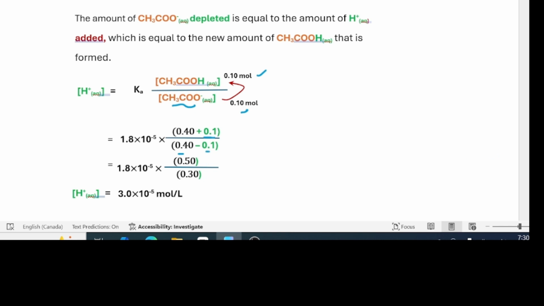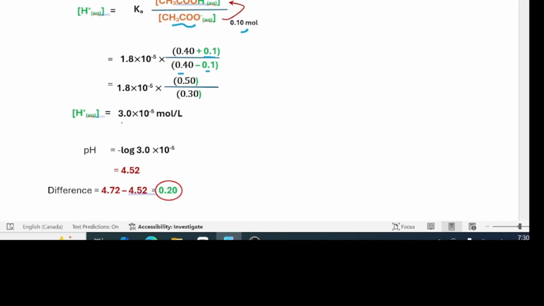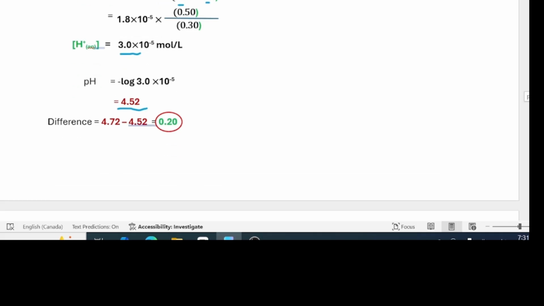When you do the math there, we end up with a final hydrogen ion concentration of 3.0 times 10 to the negative 5 mole per liter. Doing a negative log of that, we see that the buffer has attained a new pH of 4.52. But the initial pH was 4.72. You subtract that, we can see there's a small change of only 0.2 in pH. So this is how the buffer works, and this will be the change in pH.